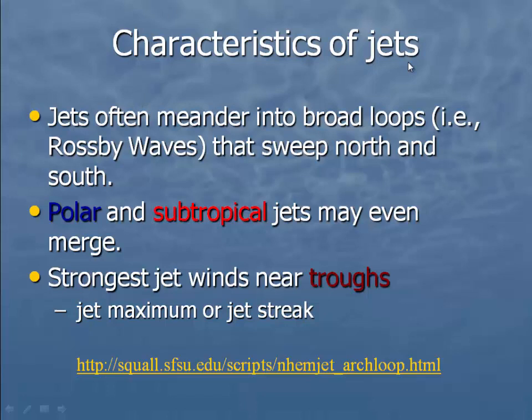They wander into broad loops, which we call Rossby waves. They sweep north and south sometimes. You get into these meridional patterns. Sometimes they're more flat, left to right, west to east, moving winds across the country. Those are more zonal jet streams. They do pretty much whatever they want. They're very dynamic, very hard to predict. Sometimes the polar and subtropical jet streams merge, and when that happens, we can get very intense snowstorms or very intense severe weather outbreaks, tornado outbreaks.